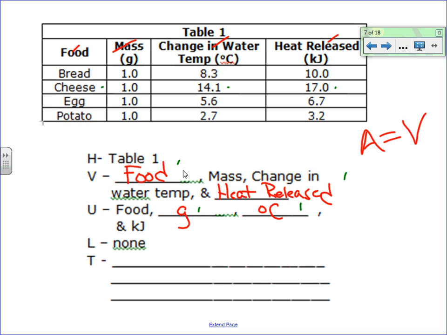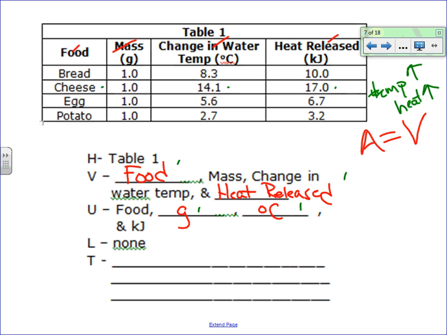Okay, so this student said as the change in water temperature increases, the heat released also increases. Now this is a variable relationship, but it's a little bit tricky to see. Why is this one trickier to see than maybe some of the other ones that we've done before? Why is it harder to find that relationship, that as water temp increases, the heat also increases? Because the water temperature changes at cheese. Yeah, good, because they're not in a good order. They're not from lowest to highest in either regard.